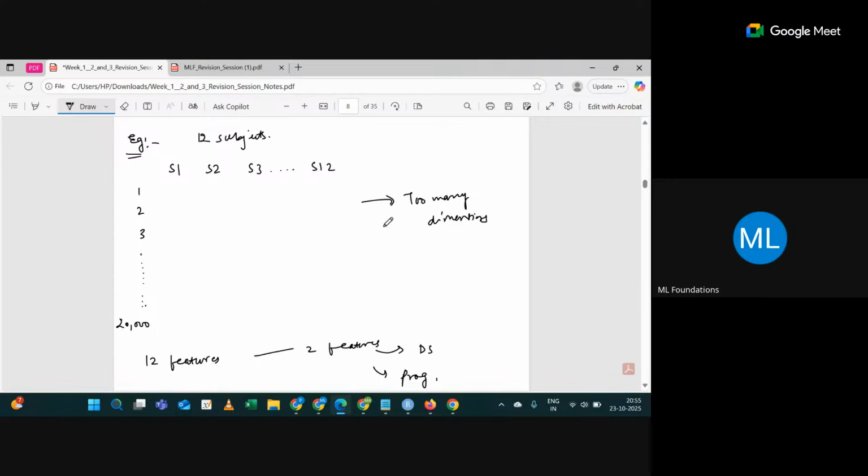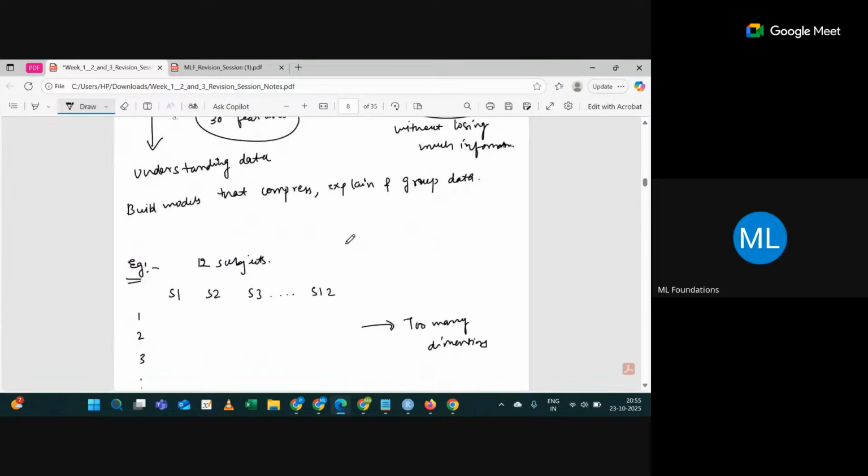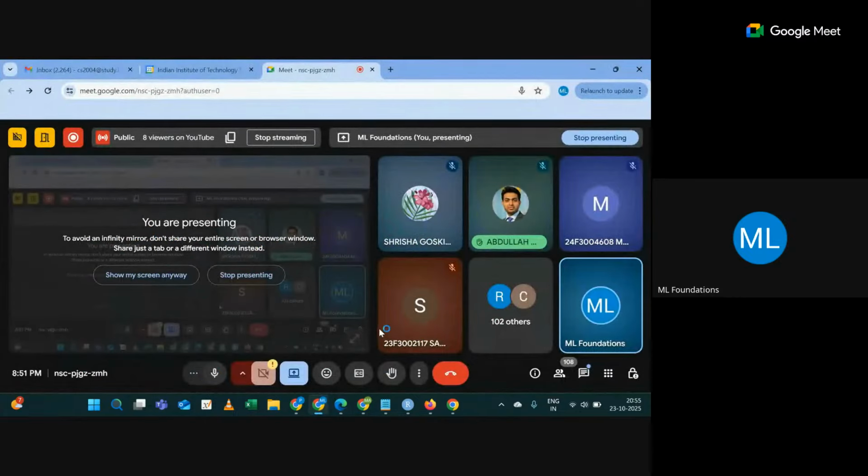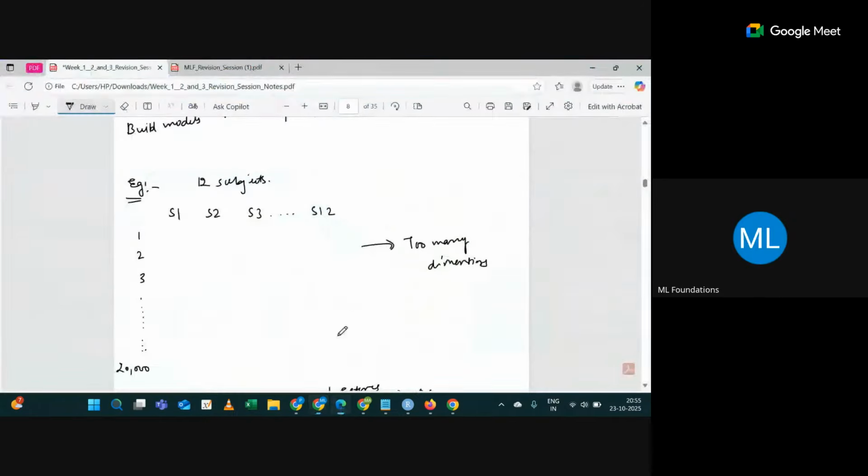So in image compression, what happens if we reduce the dimension? We are reducing the amount of data needed to represent an image while keeping it visually meaningful. Suppose you have a 1000 by 1000 pixel image. There will be lots of numbers, right? So you will reduce the dimensionality. Okay, the rough idea is clear regarding dimensionality reduction. Yes, sir. All right, great.